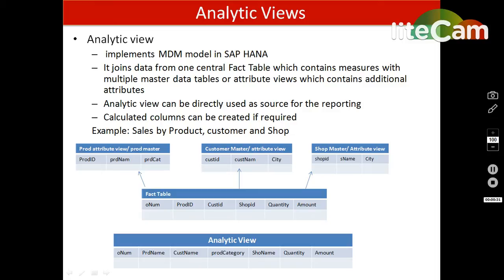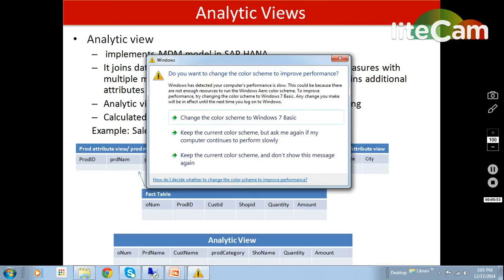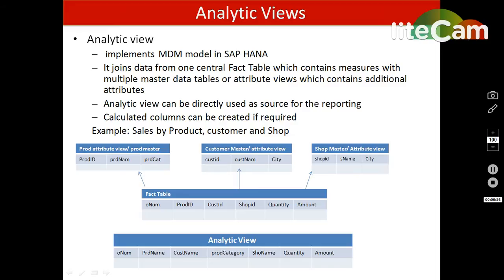So what is a multi-dimensional model? In a multi-dimensional model, a fact table is connected to multiple dimensional tables. So we don't have a dimensional table concept in SAP HANA here. We have the attributes in different tables and we have facts in a different table. So you can connect these facts with the attributes to generate reports using the facts with the attributes.